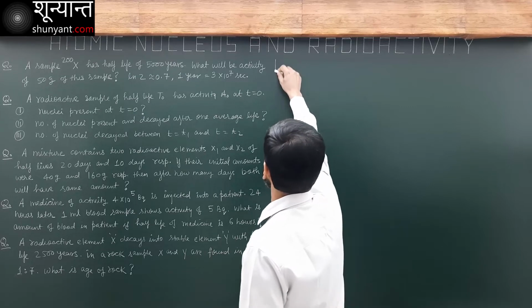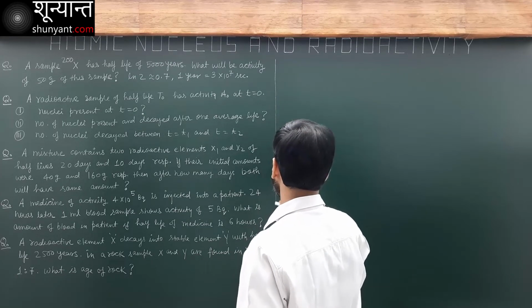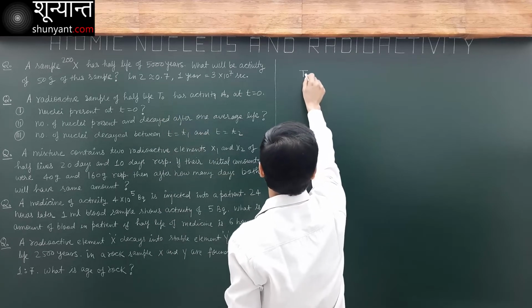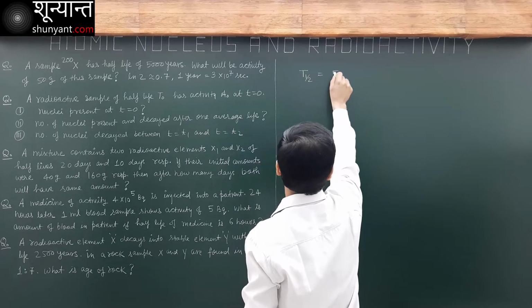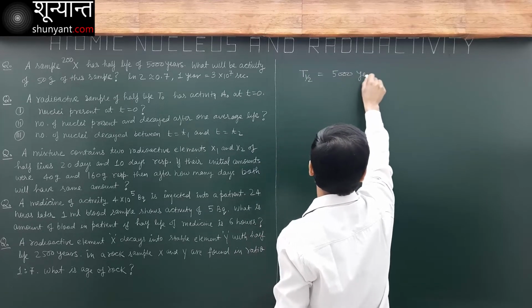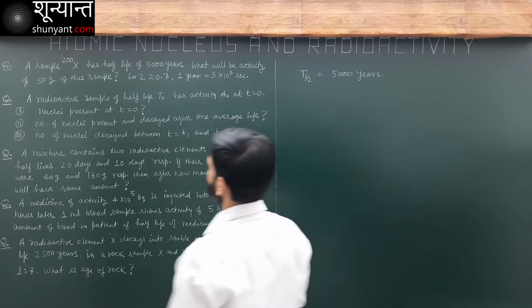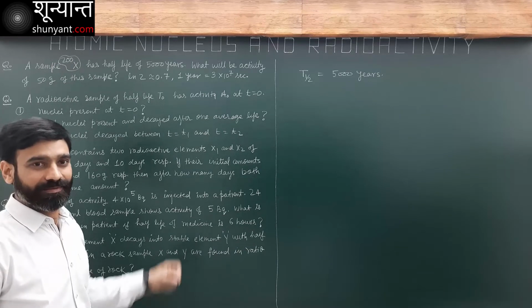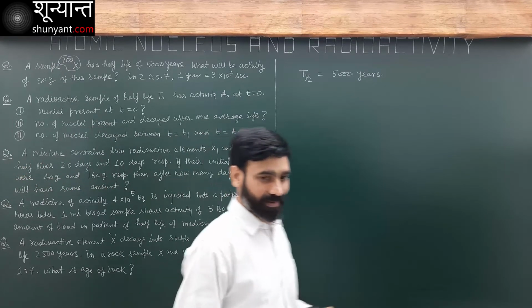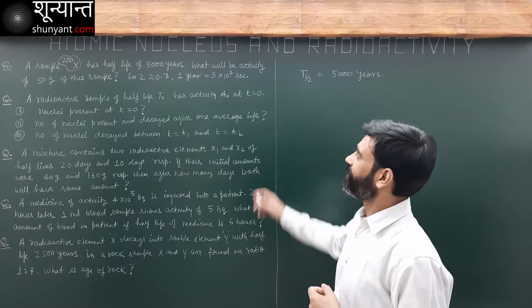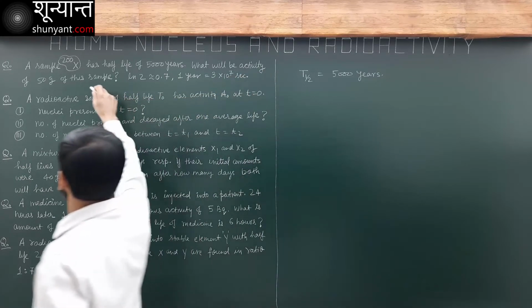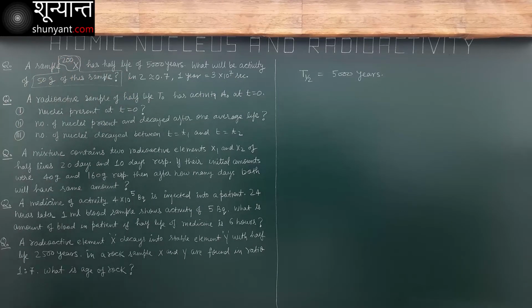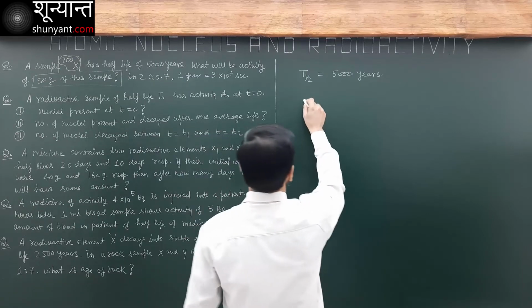It's a very simple one, not very difficult. So half-life is given. First of all, let's write whatever is given. It is 5,000 years. Now, X200, this is the mass number. Mass number is given. What will be the activity of 50 gram of this sample? So let's find out the activity.